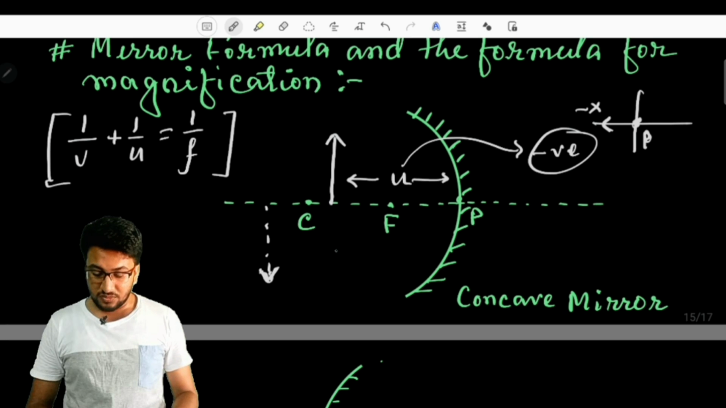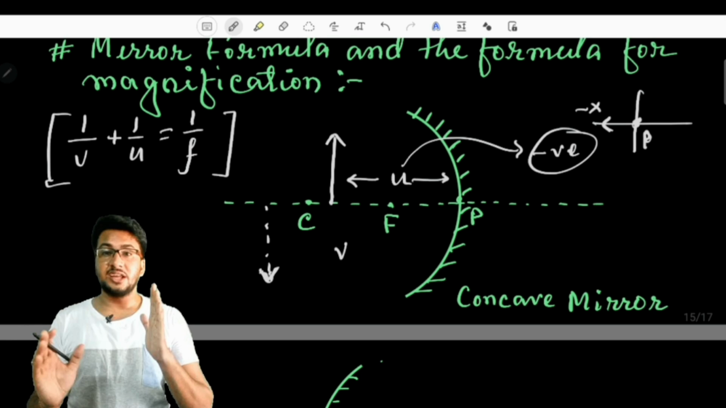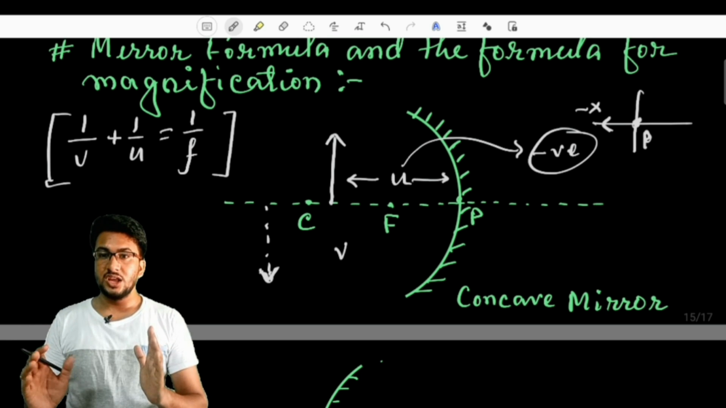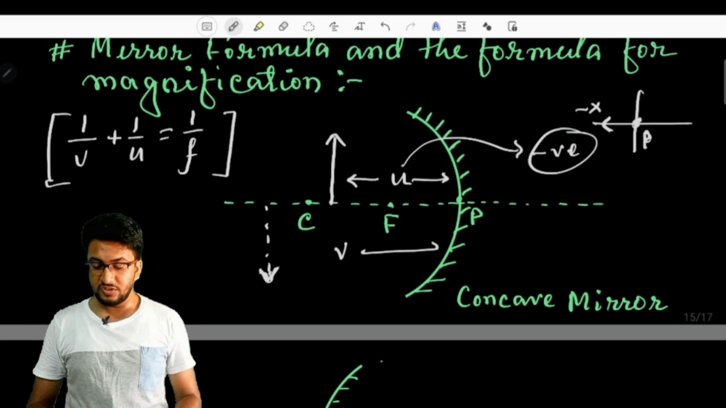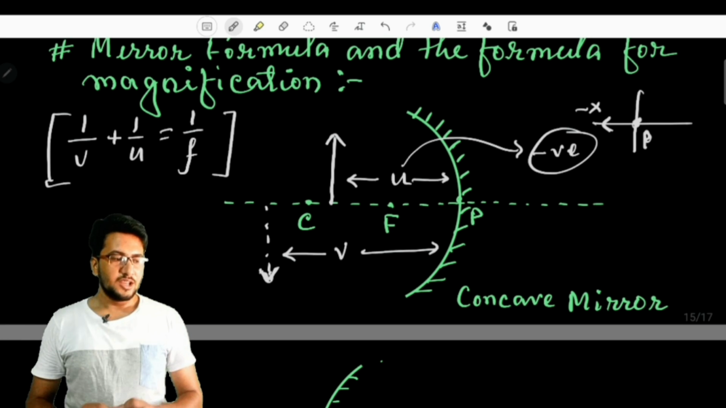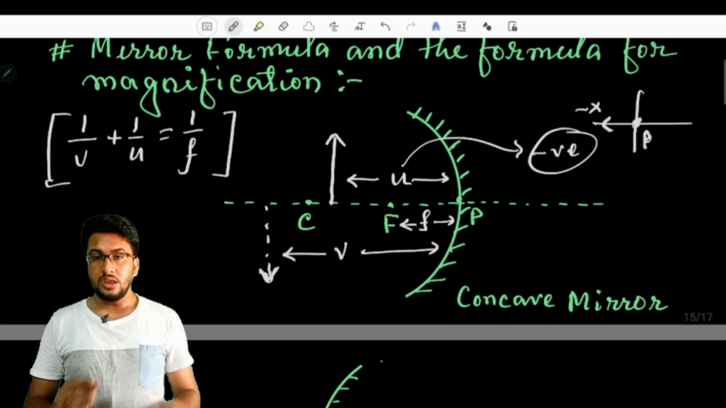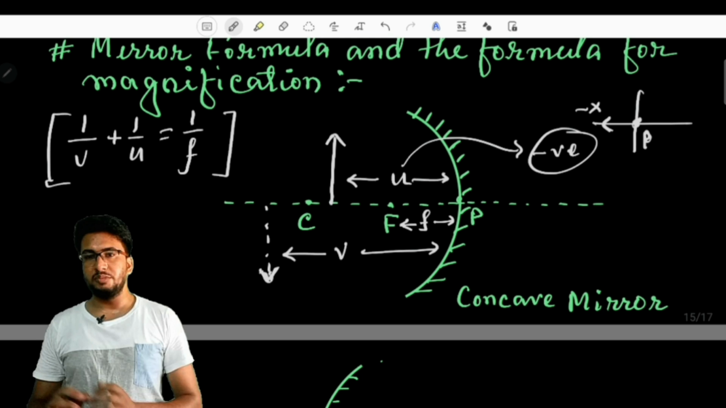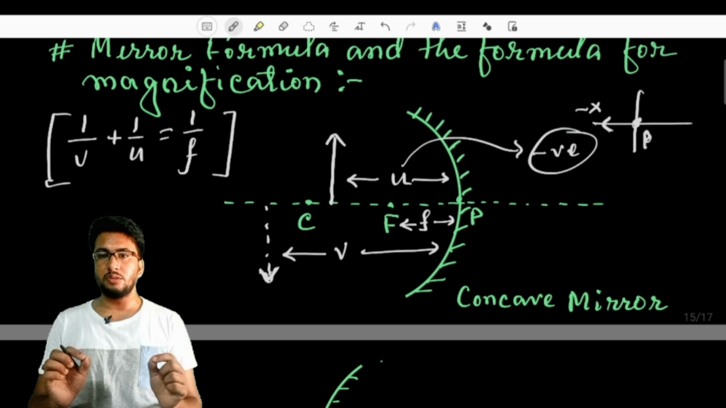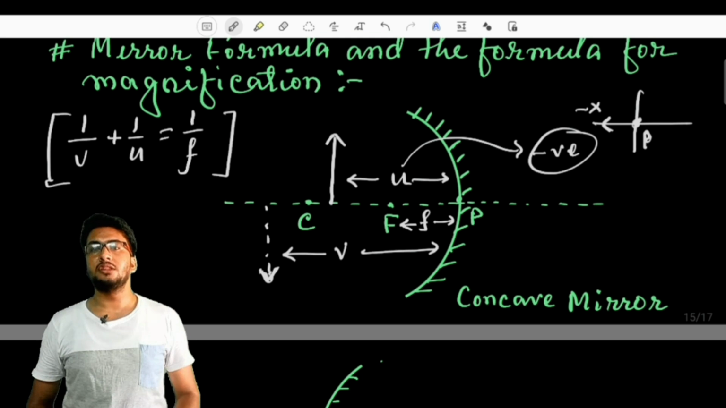And the image distance, which is the distance between the pole of the mirror and the image, is V. V is the image distance for us. And what is F? F defines the focal length of the mirror. That means the distance between the focus and the pole of the mirror is said to be the focal length of that mirror.